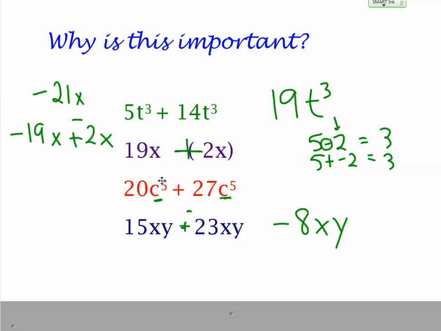And 20 groups of c to the fifth plus 27 groups of c to the fifth are 47 groups of c to the fifth. And this was 15xy's minus 23xy's. So it becomes a 15xy plus a negative 23xy, which is a negative 8xy.